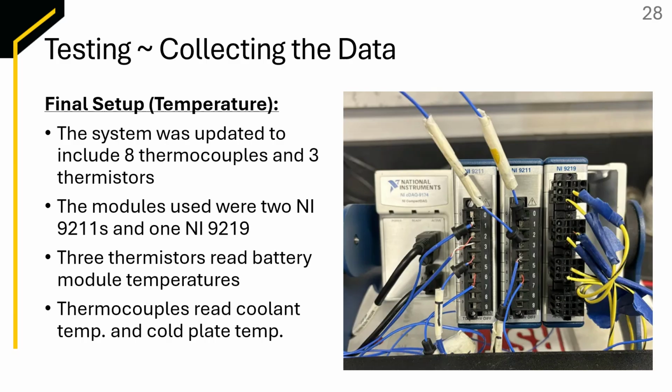The new 9219 module had the ability to read 4 analog channels. These channels were used to read the outputs of 3 thermistors that already existed inside the mini battery module. Prior to acquiring the 9219 module, we were unable to take advantage of these thermistors and were unable to measure battery temperature. With all 3 modules connected to the same DAQ, all our temperature readings were on the same timing.